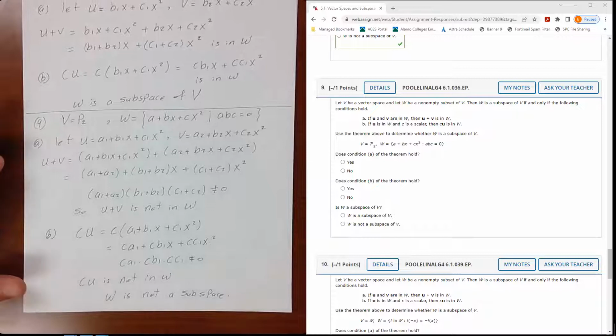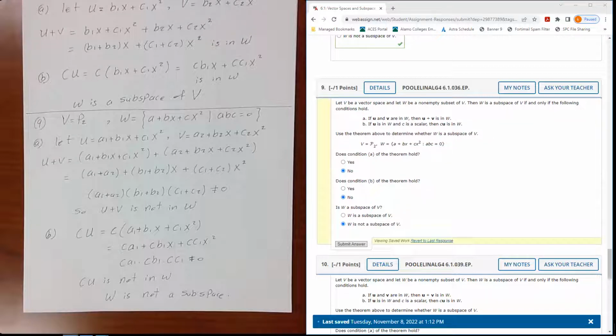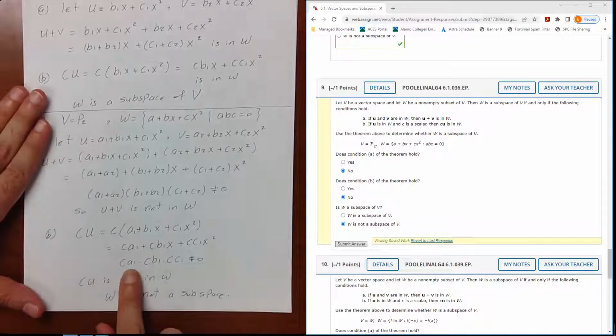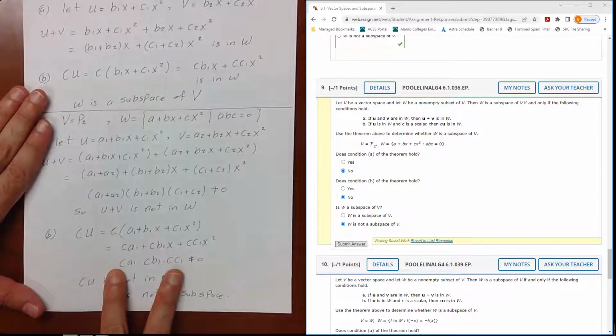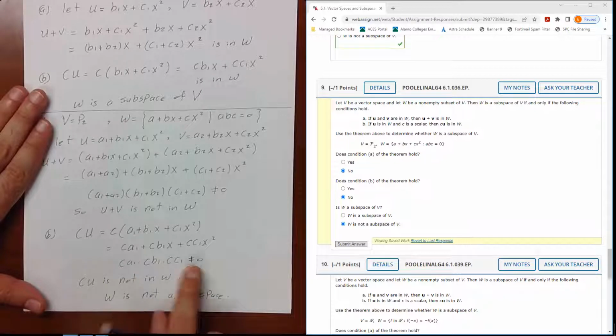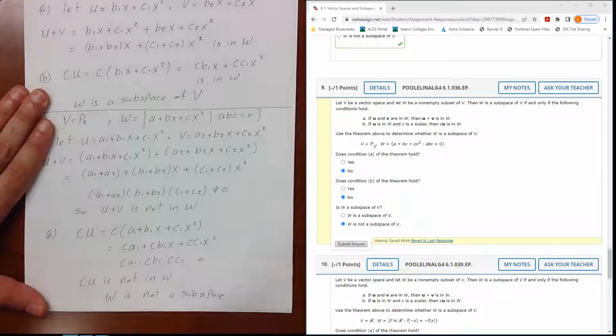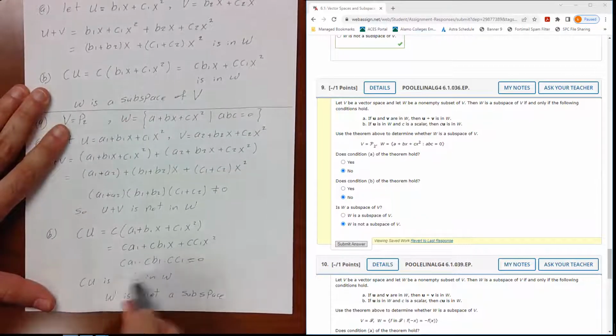That's it for this example. We're just going to say that this is not satisfied. The second one is also not, and it's not a subspace. Let's see the second condition. Because of the second condition, we can say that it's equal to 0. This is equal to 0. That means cu is in W.